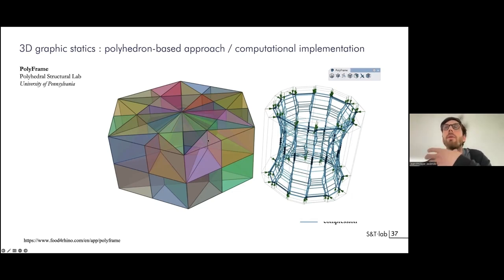And so if we have a quick look at the computational implementation of these approaches, you can see the Polyframe tool from the Polyhedral Structural Lab at UPenn. So this is developed by Masoud Akbarzadeh and his colleague Andrei. And it's a very nice and powerful tool. And Masoud will give, I think, 2 lectures in the scope of this Digital Future seminar, and he will explain that in detail, and you will see that it's very, very strong and very nice. You can download it. I put the link here on Food4Rhino.